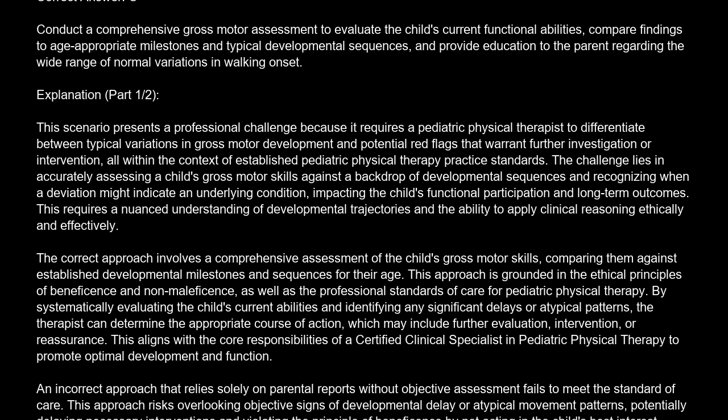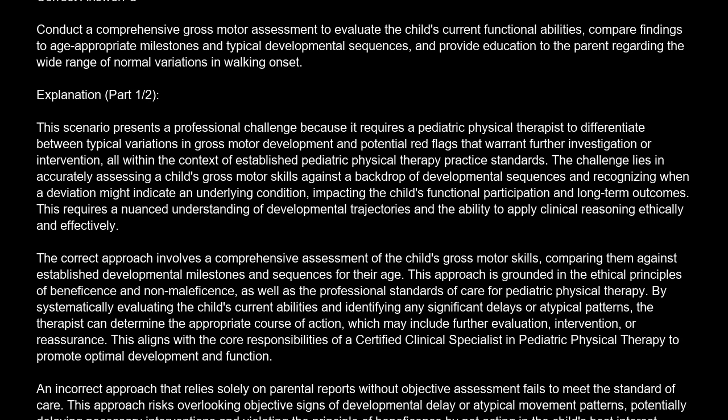The correct answer is C. Conduct a comprehensive gross motor assessment to evaluate the child's current functional abilities, compare findings to age-appropriate milestones and typical developmental sequences, and provide education to the parent regarding the wide range of normal variations in walking onset.